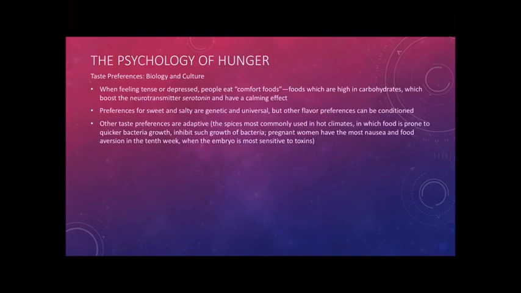Another example is that pregnant women have the most nausea and food aversion in the 10th week, which is when the embryo is most sensitive to toxins. So it's an adaptive mechanism to keep toxins away from the embryo.